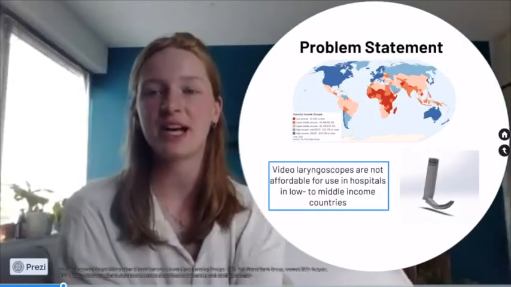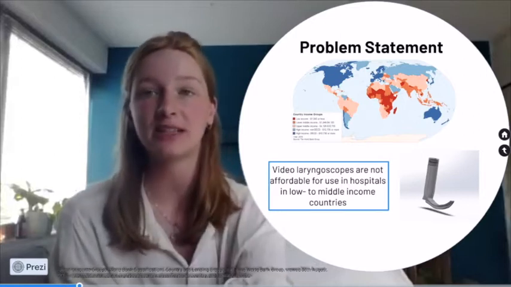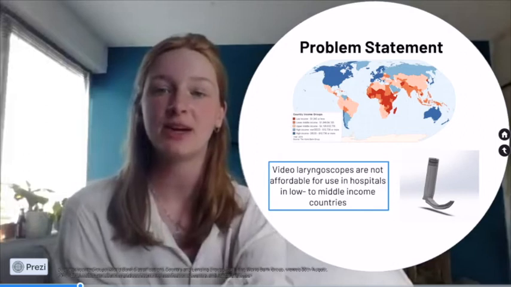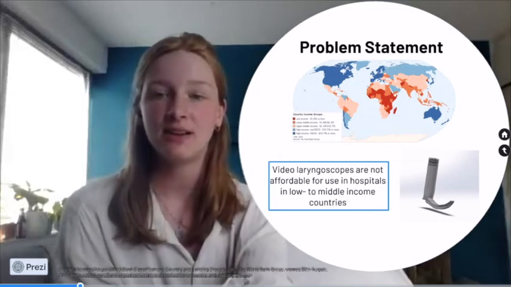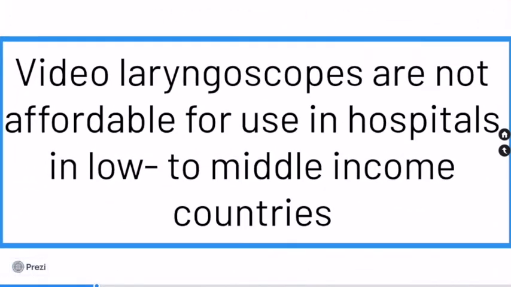Despite the advantages of VL and the fact that difficult intubations occur at least as often and probably more often in low to middle income countries in comparison to other countries, its price does not allow the technology to become an established practice in low and middle income countries. So this is also a problem statement. Video laryngoscopes are not affordable for use in hospitals in low to middle income countries.